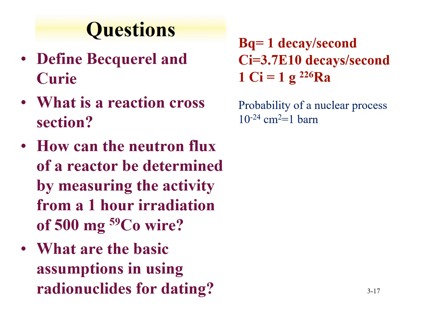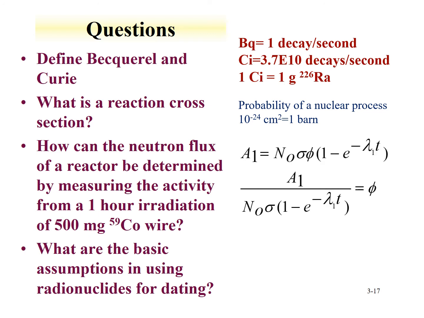So how can you determine a neutron flux in a reactor if you irradiate a certain amount of material for a given period of time? In this case, let's use the irradiation of a wire of cobalt: 500 milligrams of it for 1 hour. Just use this equation where the activity, you can measure it, you can pull out the cobalt and measure it, the activity is equal to the amount of the cobalt-59. And what cobalt is made from this? Cobalt-60, because we're just adding a neutron to it.